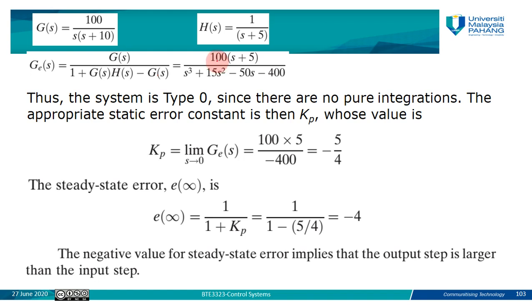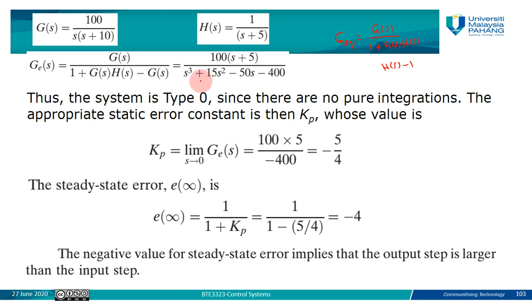So the transfer function here will become 100 times s plus 5 over s cubed plus 5s squared minus 50s minus 400. This is after we apply the formula which says g equivalent equal to gs over 1 plus gs hs, but hs already here becomes hs minus 1. Okay, why minus 1? Because we add -1 and +1 in order to convert from non-unity feedback into a unity feedback. Okay, so this is our equivalent transfer function.